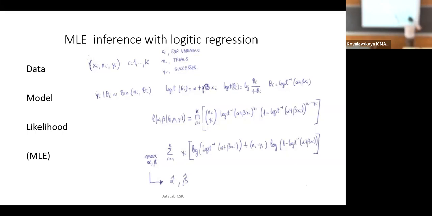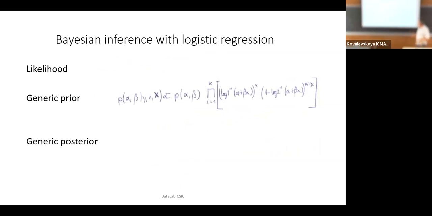So this is a binomial. So this is the probability to the number of successes, 1 minus the probability to the number of failures. And as usual, we log this, and then we try to maximize, and we get the corresponding alpha and beta. That would be the maximum likelihood. And of course, to do this, we would typically need an optimization routine to get it.